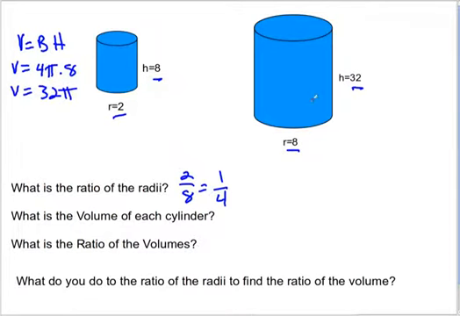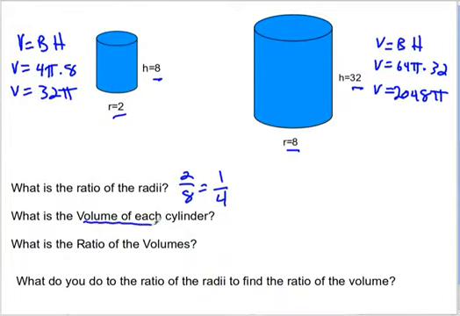Alright, let's talk about this one over here. Same idea. Volume equals area of the base times the height. The radius is 8, and pi r squared. So pi times 8 squared would be 64 pi, and the height would be 32. So I've got a calculator here by my side. I'm just going to use that. I'm going to multiply 64 times 32. And the volume turns out to be 2,048 pi. Alright, so I've got the volume of each of the cylinders.